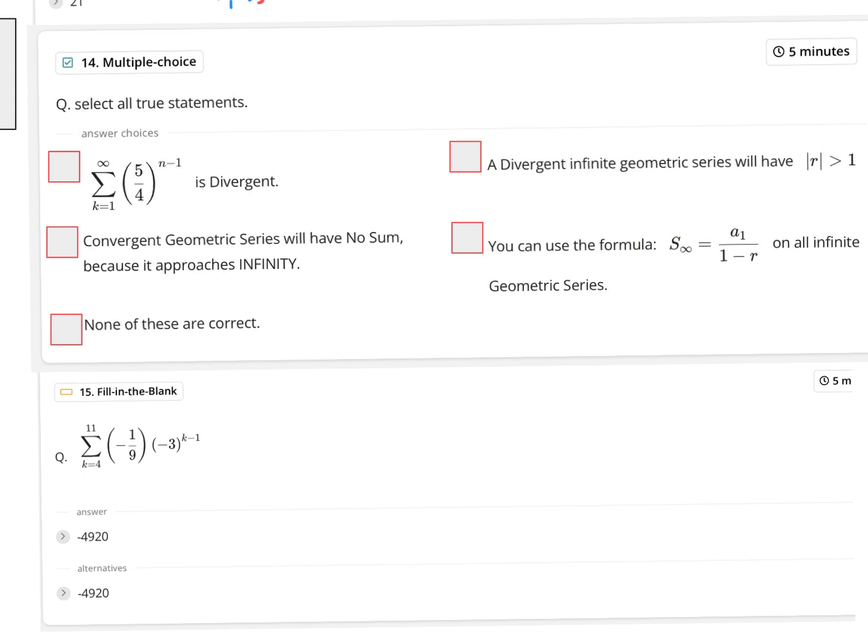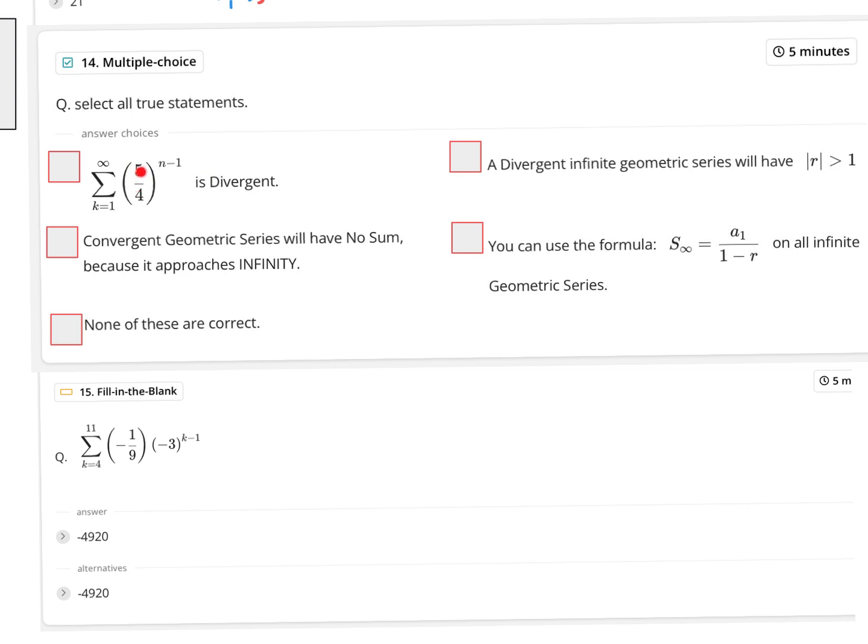True or false? Okay, so is this divergent? Yes, it is. How do you know? Because the common ratio is greater than 1. Okay, so because this common ratio is greater than 1, 5/4, it's 1.2, I believe. It's greater than 1. That's divergent.